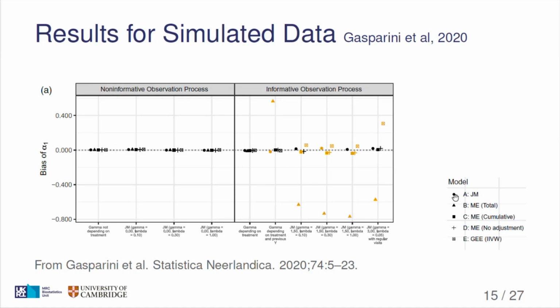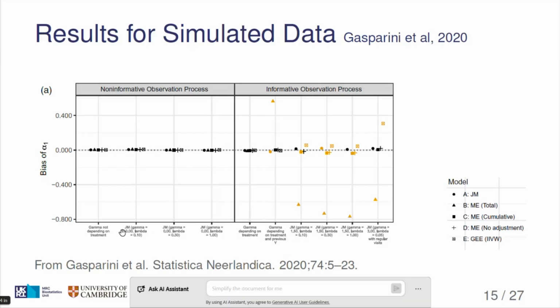The dot is for the joint model. The triangle is for the mixed effects model that adjusts for the total number of visits. The square is the mixed effects model adjusting for the cumulative number of visits. The cross is the mixed effects model with no adjustment at all for informative observation. And the other square is the inverse intensity of visit weighted model.